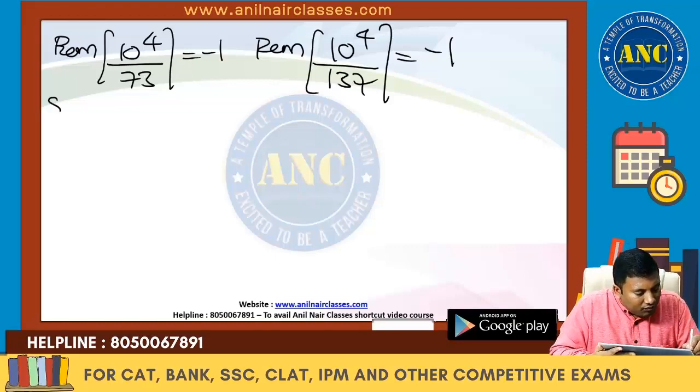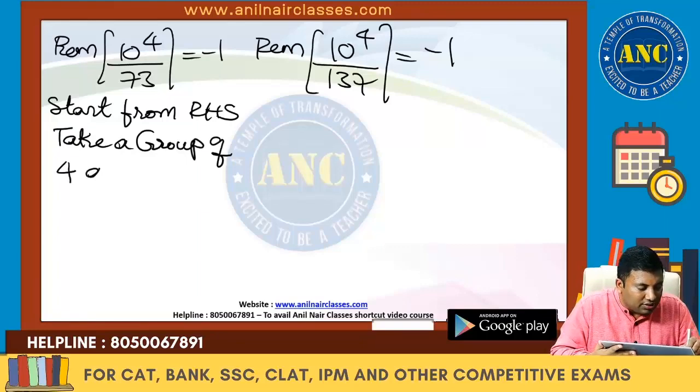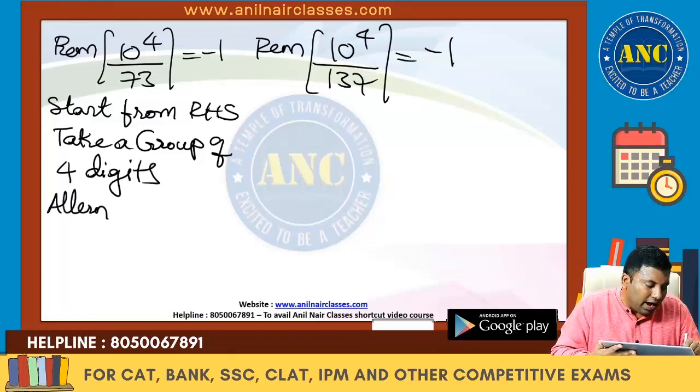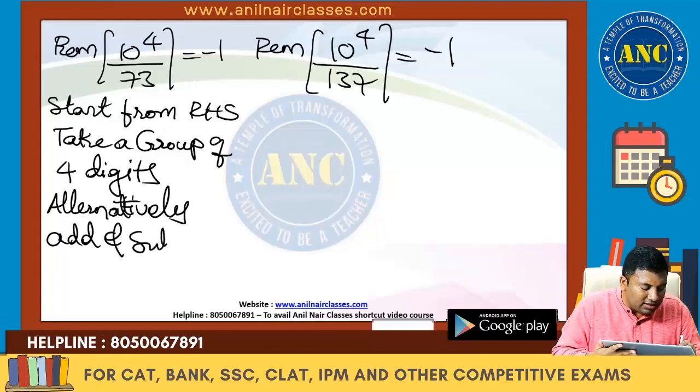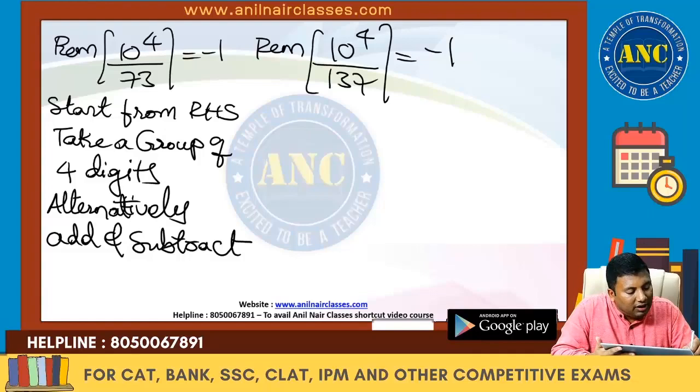Now, start from right hand side. Take a group of 4 digits. Alternately add and subtract. That is the divisibility rule for 73 and 137. Start from right hand side, take a group of 4 digits, alternately add and subtract.